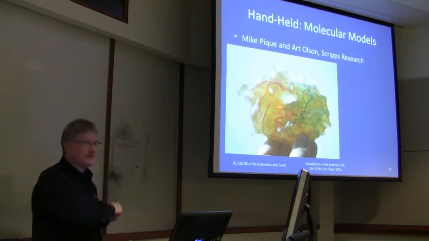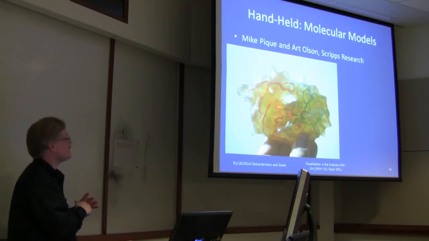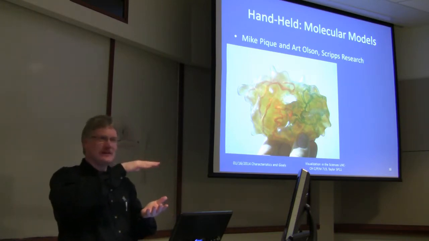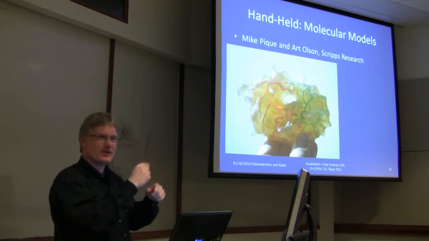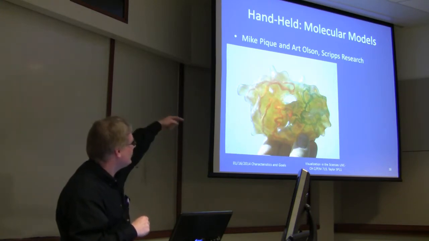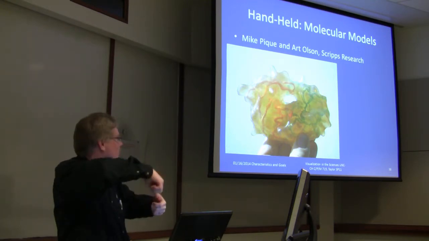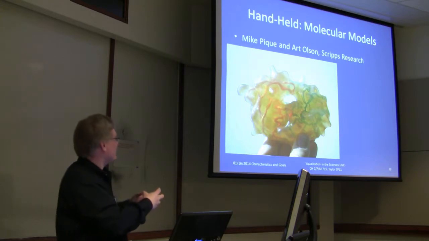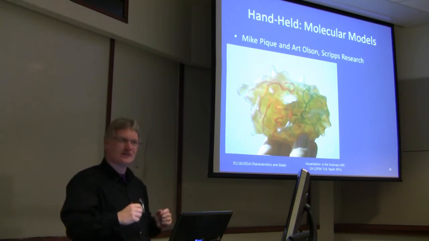All right. Another one of my favorite ones of these. I have many favorite ones of these. So this is Art Olson and Mike Pique at Scripps Research. So they use 3D printers to generate molecular surfaces, and then they also wanted to be able to see the backbone going down inside, and so you've got holes in the surface, and they squirted orange dye, and then they squirted green dye in there to label the insides. And so now you can feel the backside of the molecule while you're looking at the front side and see what's going on.